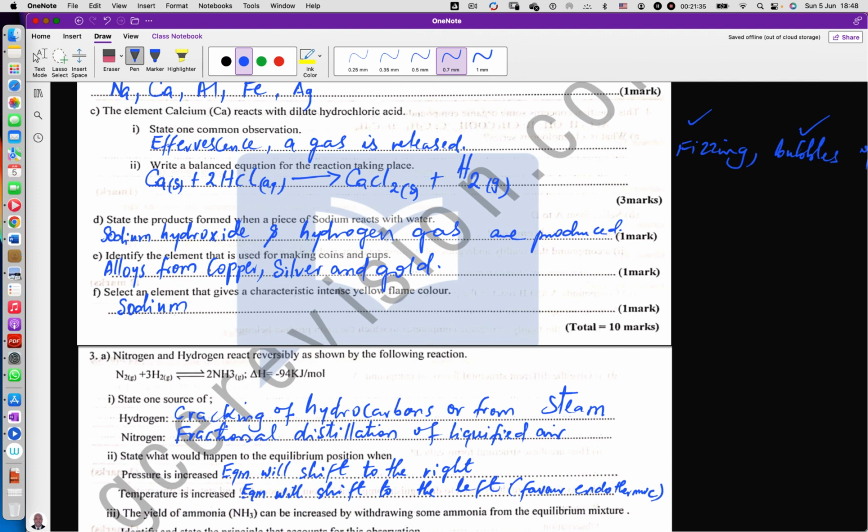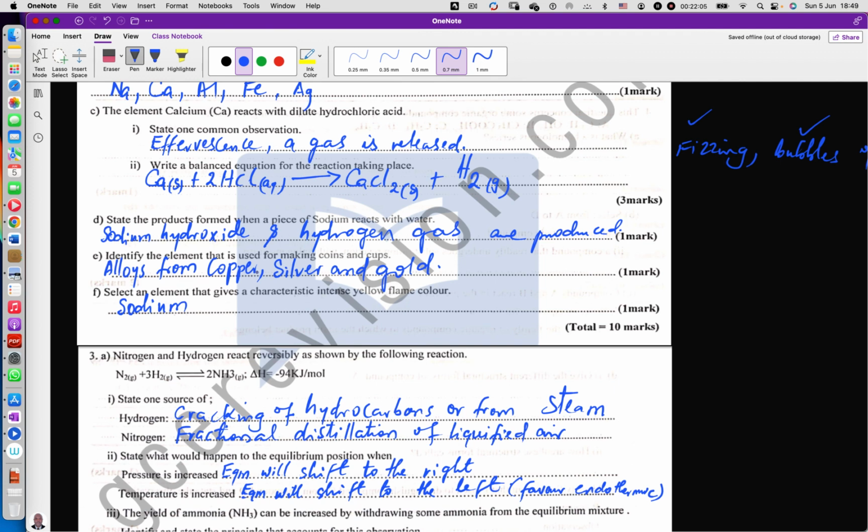Identify the element that is used for making coins and cups. Of course, coins, you look at the shining nature of the coins, you will see that it is not a pure element. They are all alloys, because the alloys themselves will give strength to the coins and to the cups.